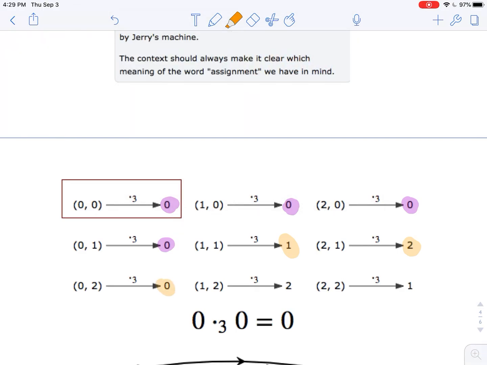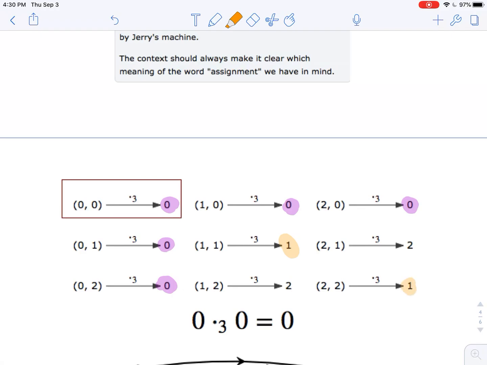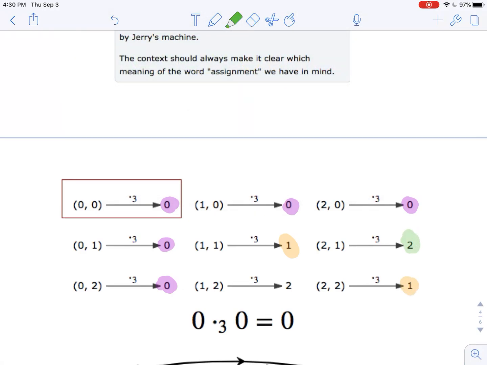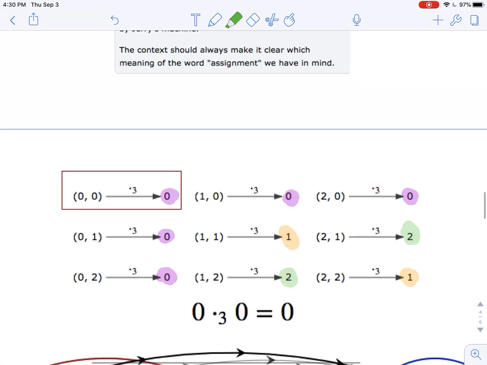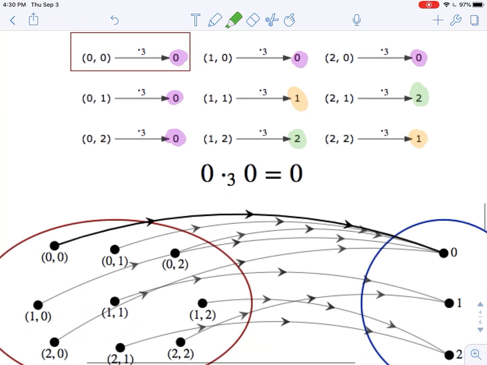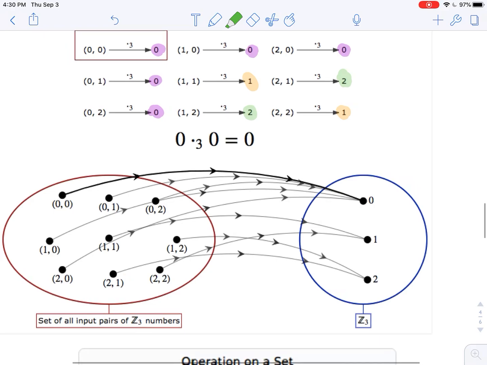There's that 0 times 2. Let's see. I'll write that. I meant to write that in purple. Sorry about that. There we go, like so. And I got this one as a 1. I'm color coding. 2 and 1 assigns a 2. 1 and 2 assigns a 2. So these are the 9 different possible assignments on Mod 3 multiplication. As you can see, many of them just turn out to be 0.